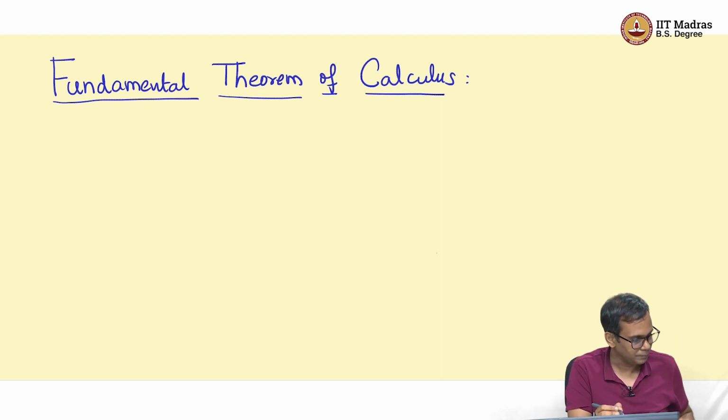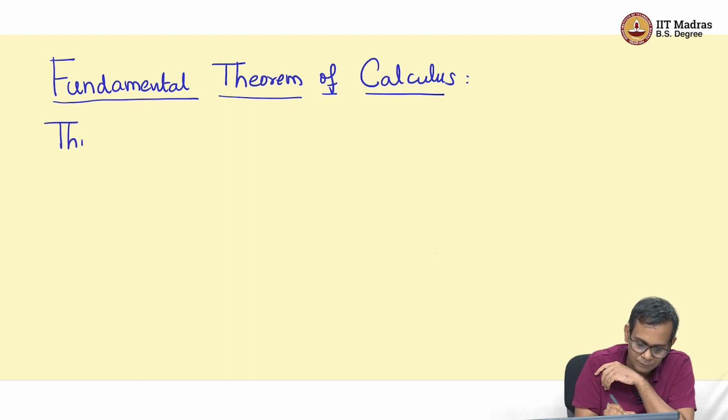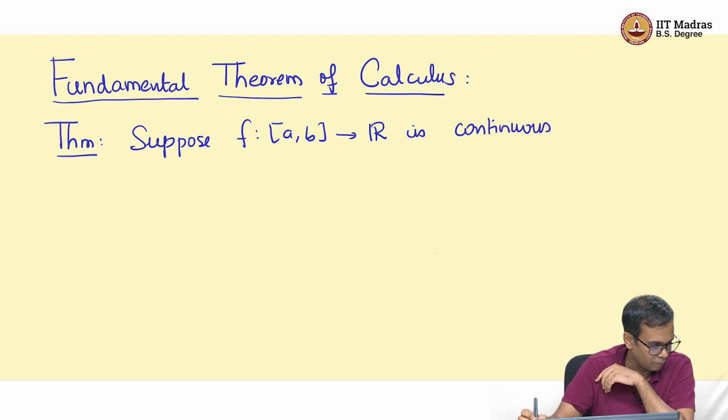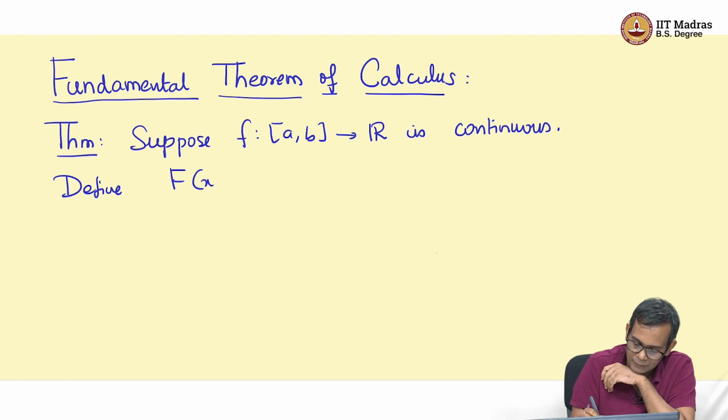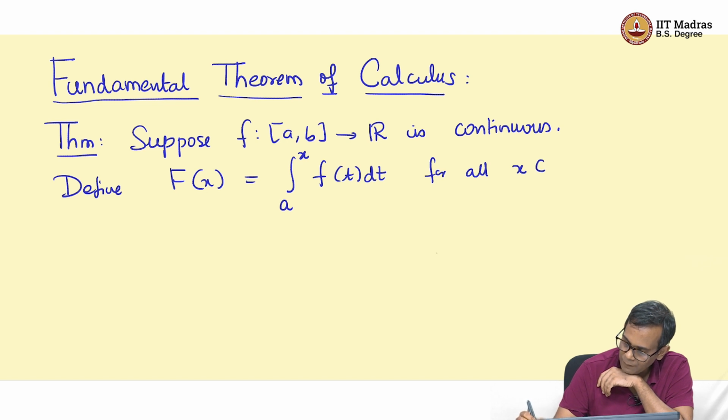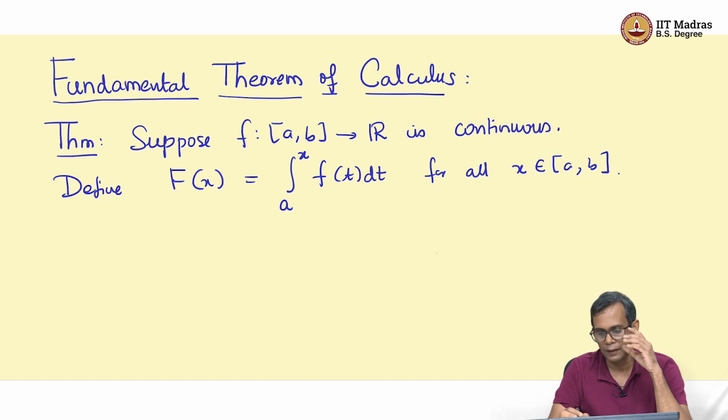So, the theorem says that suppose f is a continuous function on the closed interval [a, b], then define F of x to be the integral from a to x of f of t dt for all x between a and b. So, F of a is going to be 0, F of b is going to be the integral from a to b of little f of t dt.